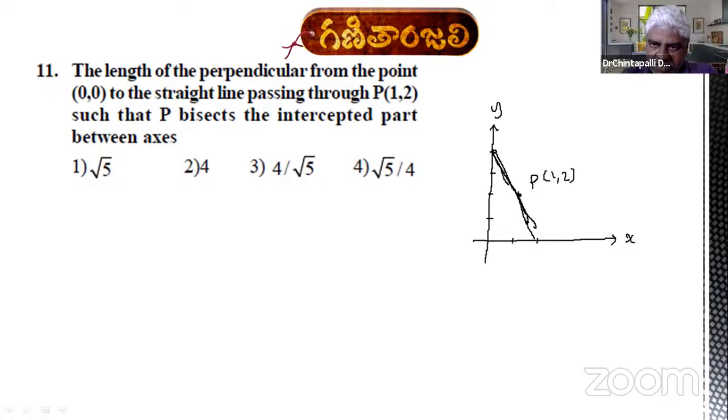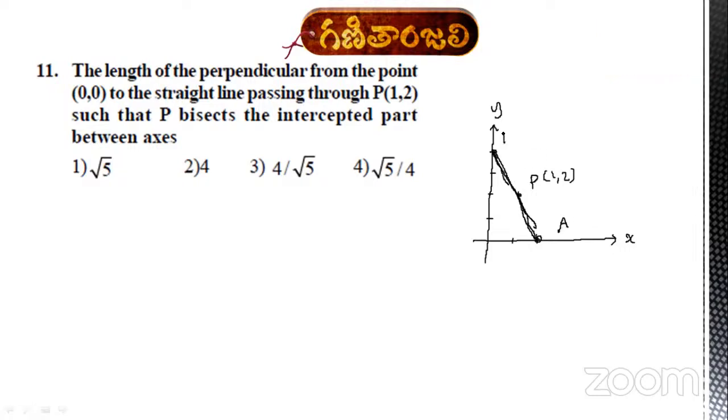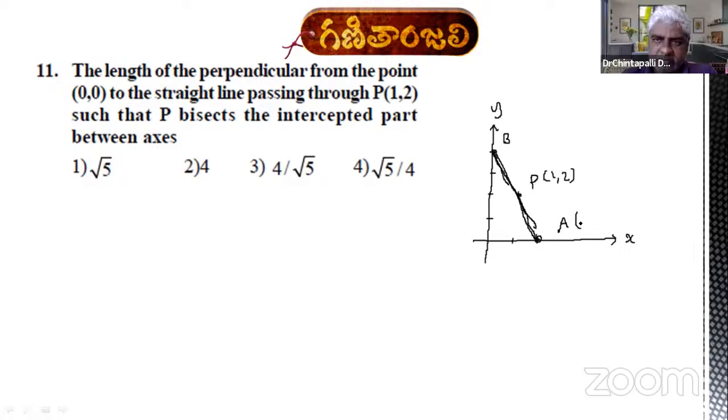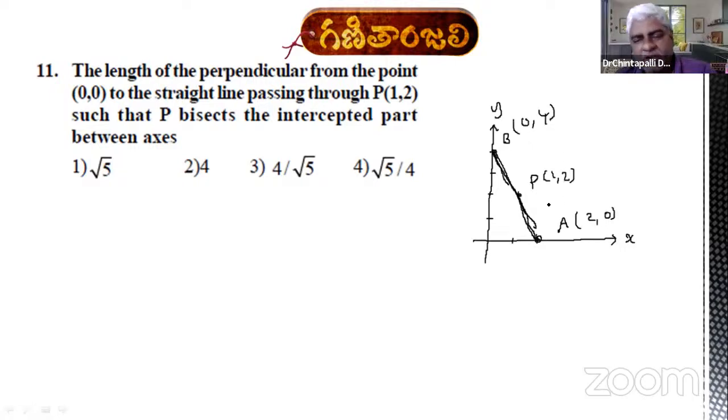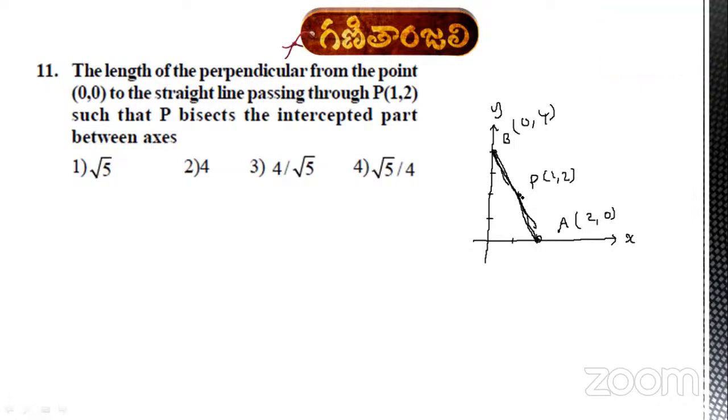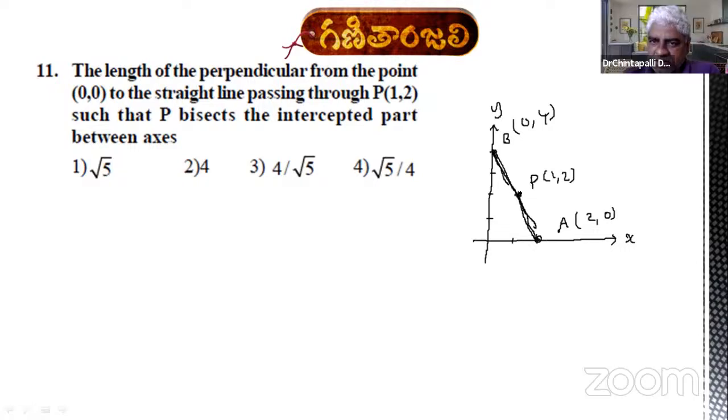The point is the midpoint, so can we expect A and B? What are the coordinates of A? 0, 4. Find the midpoint of AB. 2 by 2, 1, comma, 4 by 2, 2. So 1, comma 2. Correct only, right? So how to find these points? Just taking double. Double of 1 is 2, 2, 0. Double of 2 is 4, 0, 4, right?